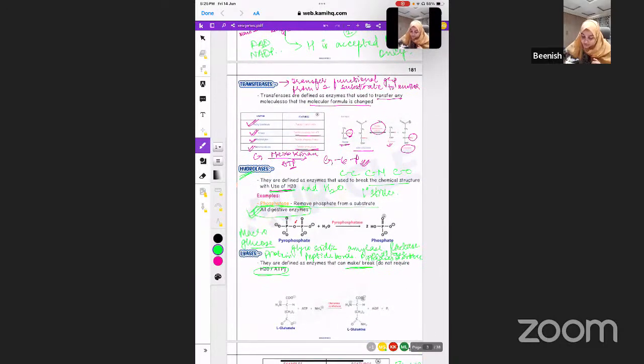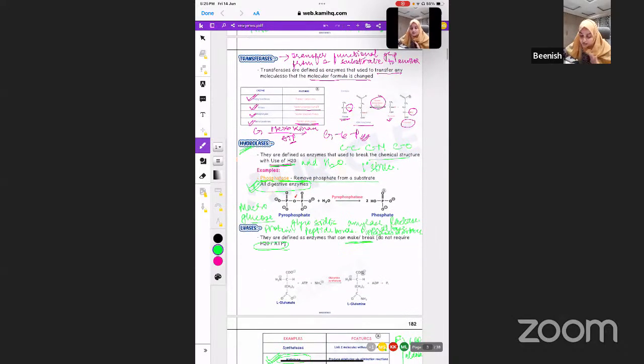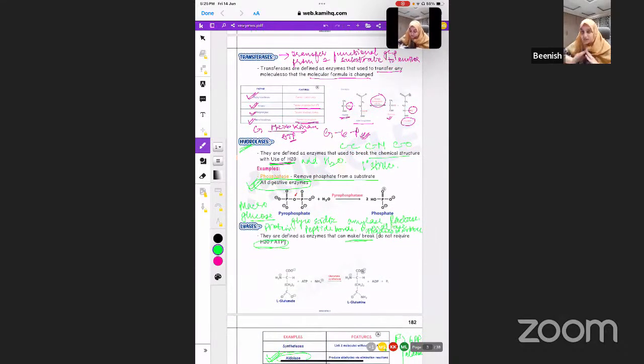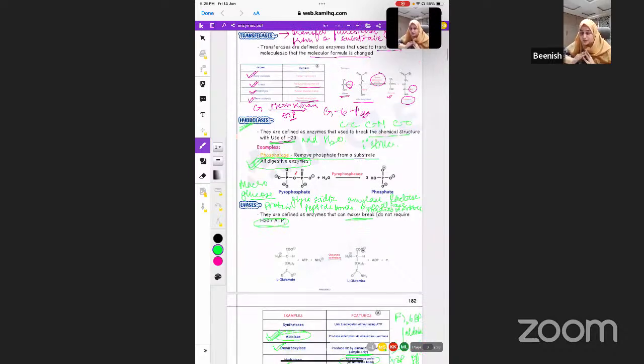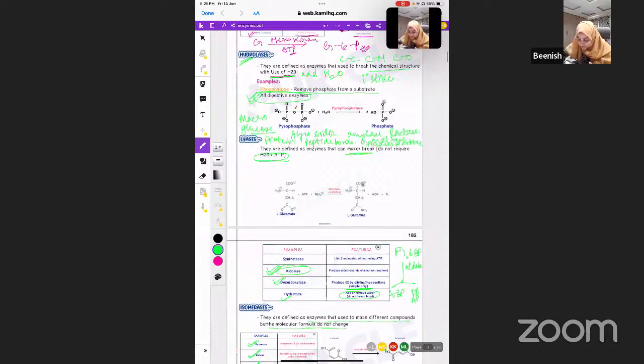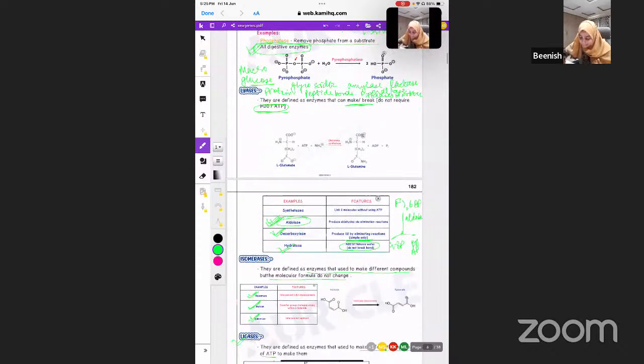Then you have hydrolases. They are involved in breaking of covalent bonds by adding water. And all your digestive enzymes come under hydrolases. Then you have lyases. They're involved in breaking of covalent bonds, but without adding water. So they are your lyases. For example, your aldolase, synthases, decarboxylase, and hydratase.